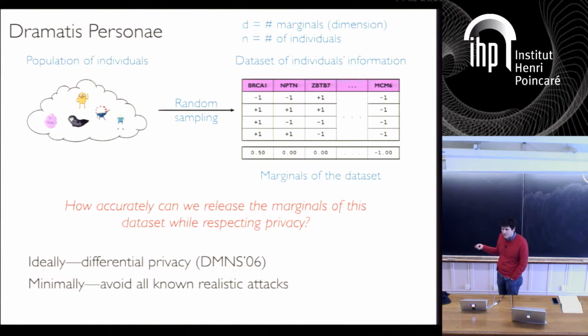I'm going to talk both about lower bounds for differential privacy, but also to what extent these lower bounds correspond to realistic attacks.